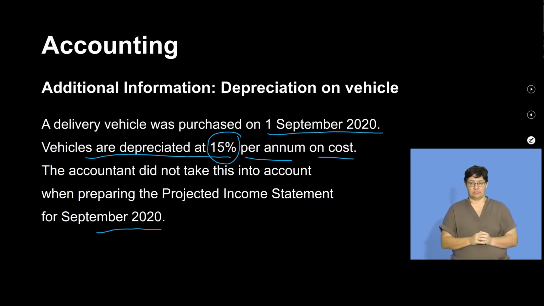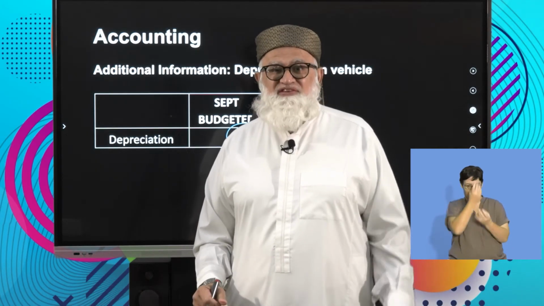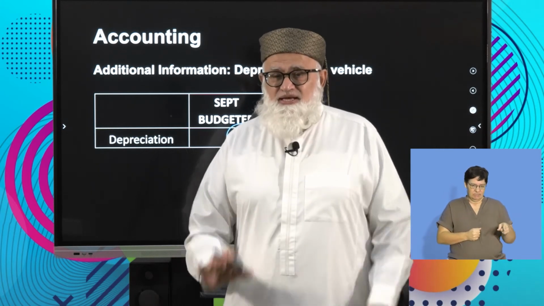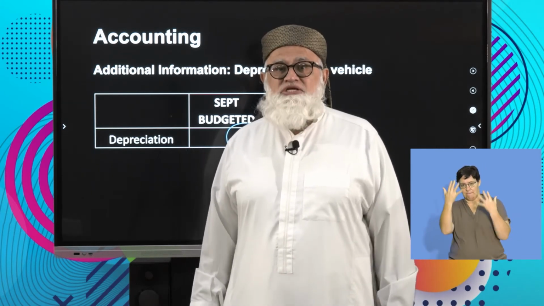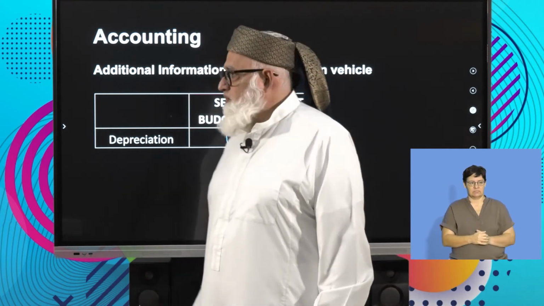Okay? Let's see what we have here. You have your September budgeted figure of 6,200 and the actual figure was 9,000. So clearly there's a discrepancy, right? Or like we alluded to in previous lessons, we said there's a variance, there's a difference between your actual and your budgeted. Okay, now watch the procedure. This is what we do.